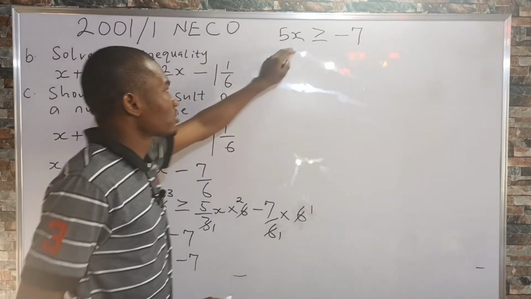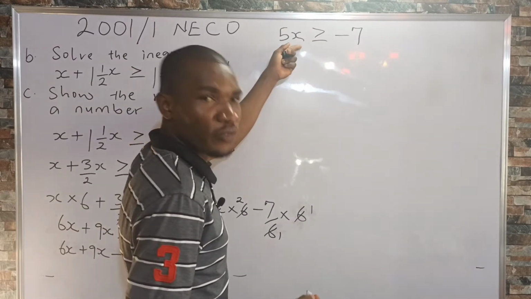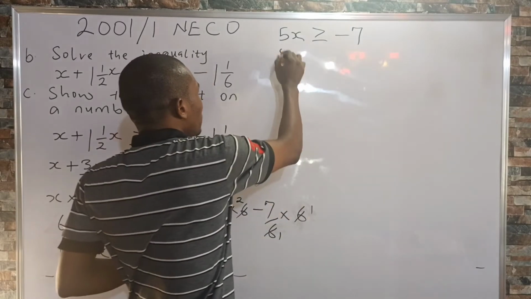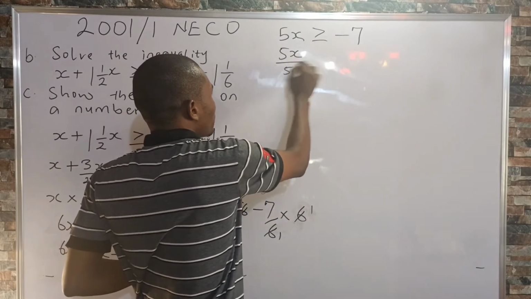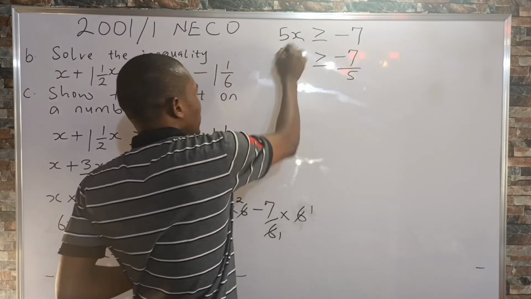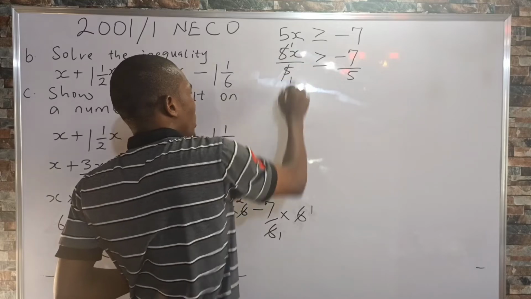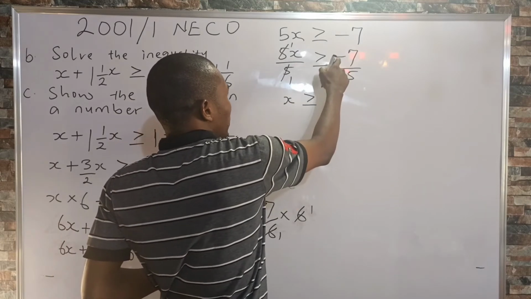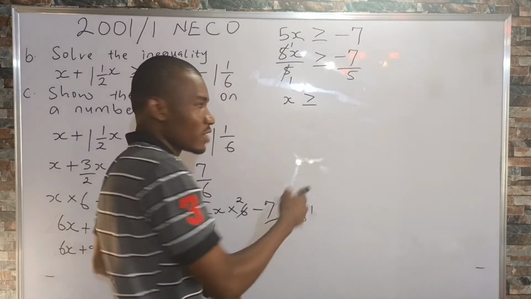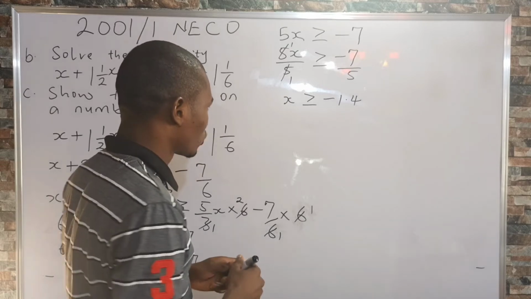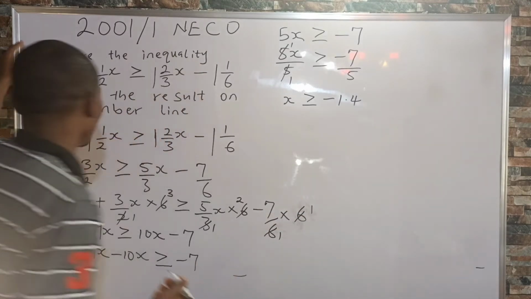Then we divide both sides of the equation by the coefficient of x, and obviously the coefficient of x is 5. So dividing both sides of the equation by 5, which is the coefficient of x, 5 divided by 5 is 1. We are left with x, and x is greater than or equal to negative 7 divided by 5, which gives us negative 1.4. Then we are through with solving for the B part of the question.